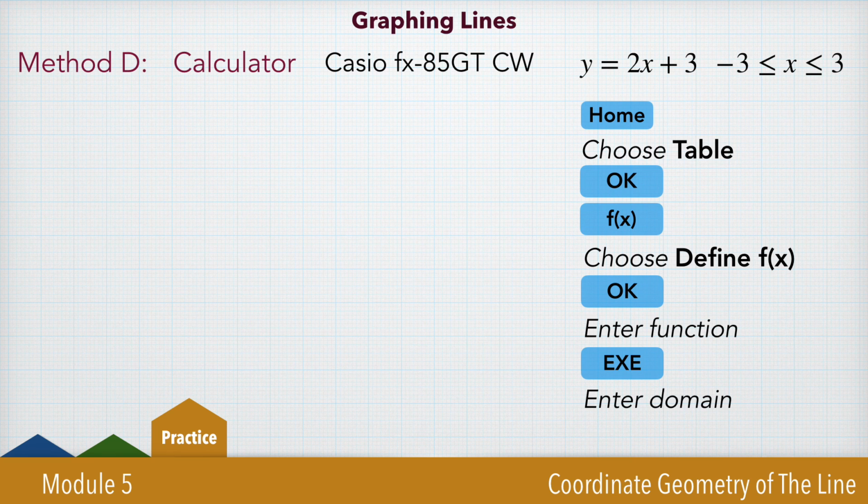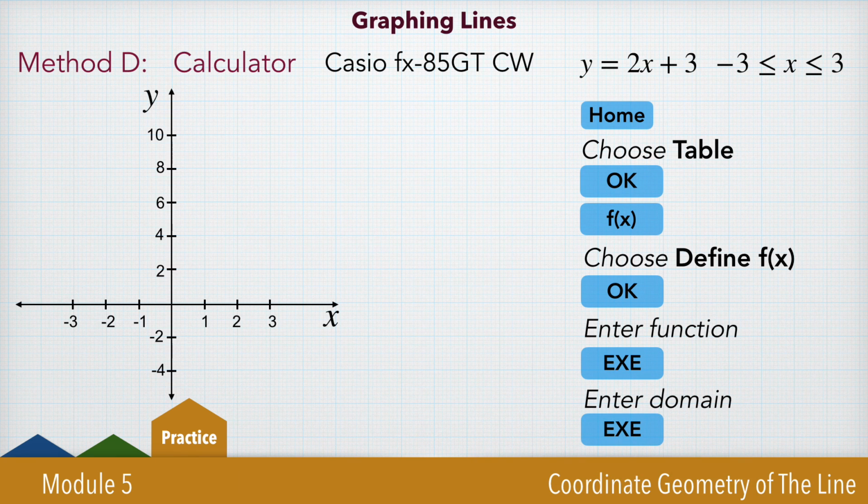Next, enter the domain values in the X column. As this is a linear function, we only need to enter the value of X at the start and end of the domain. In this case, that would be -3 and 3. Once entered, press the Execute button. The calculator will generate the corresponding Y values in the FX column. We will plot these coordinates on the graph and draw a line joining these endpoints.